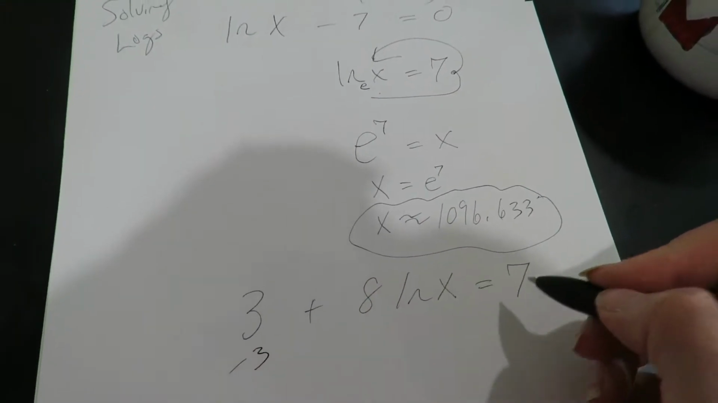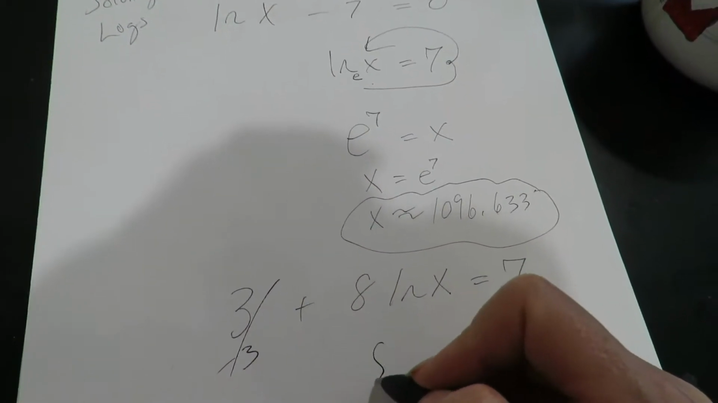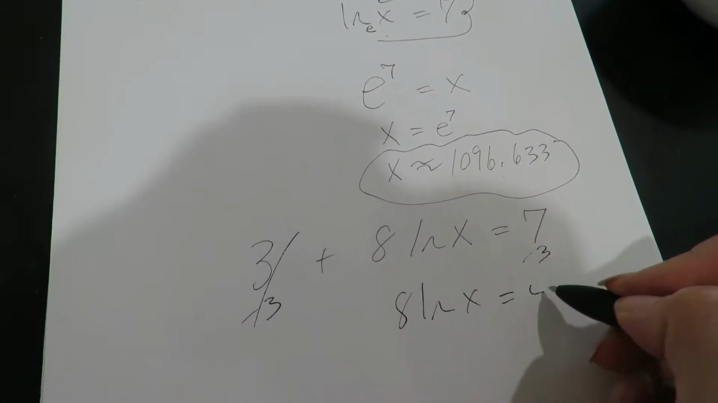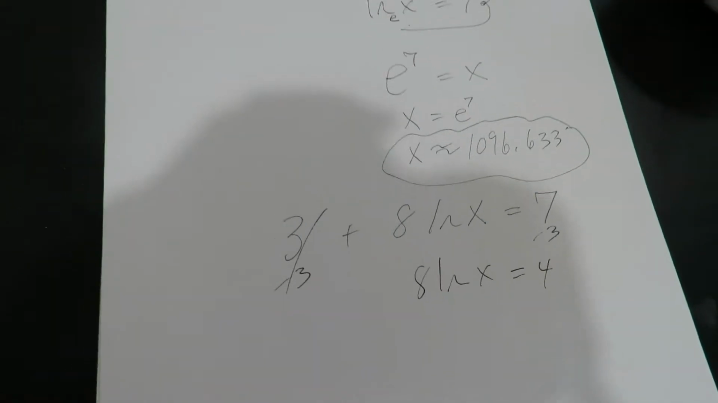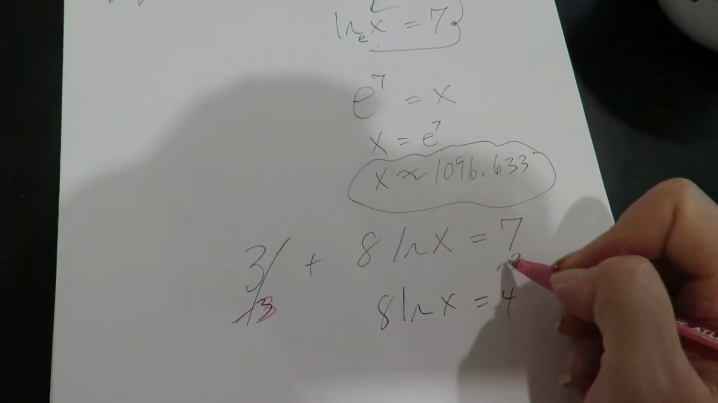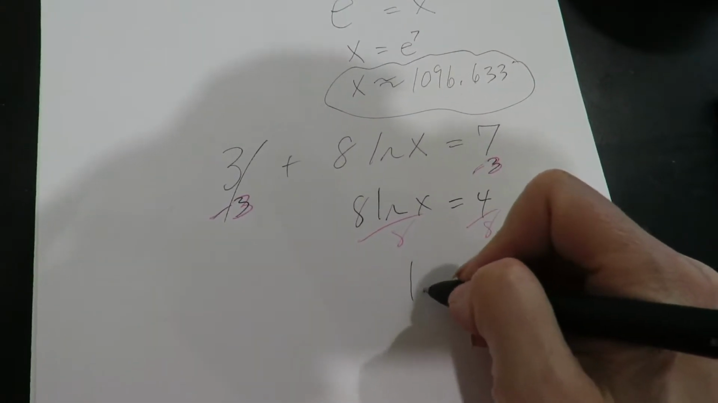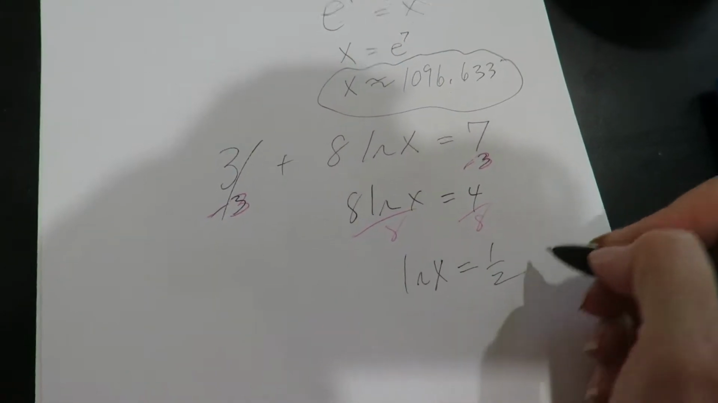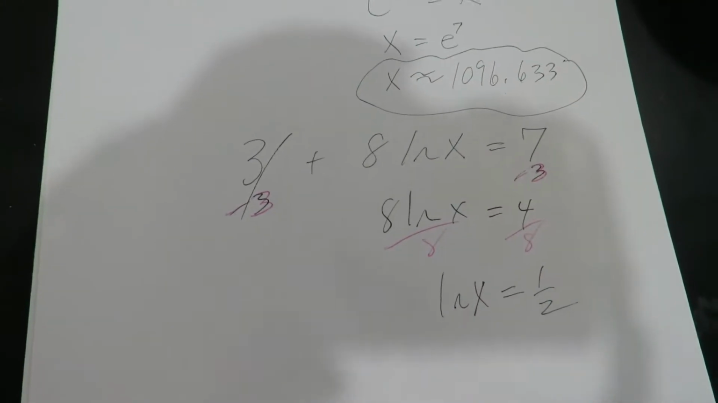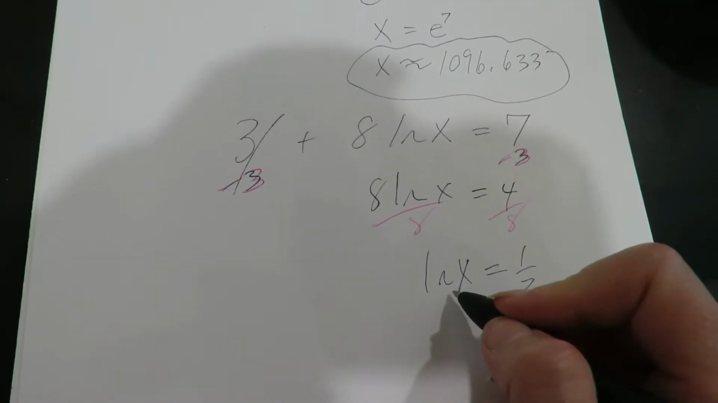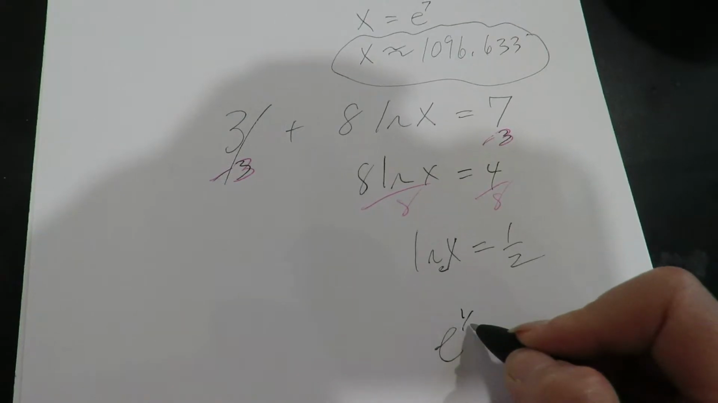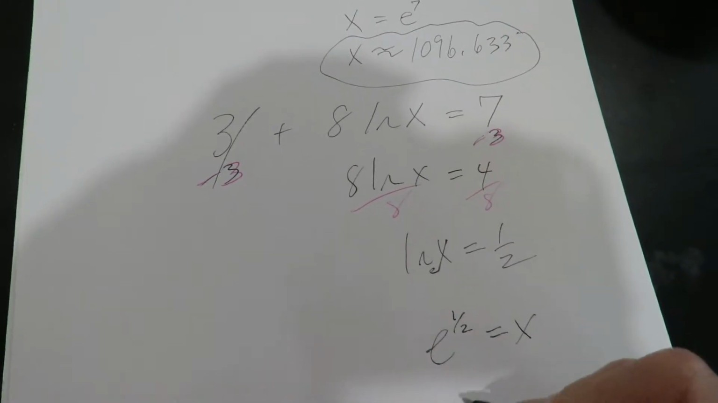So first isolate, so we'll move the 3. We'll divide by the 8. It's a little easier for your eyeballs if I do different colors. Let me reduce this to a half, okay? Now the same thing here, we're at that step again. This is base e, so e to the half equals x, and that's the exact answer.